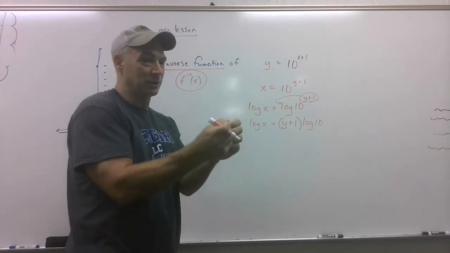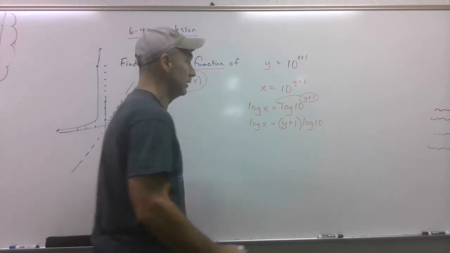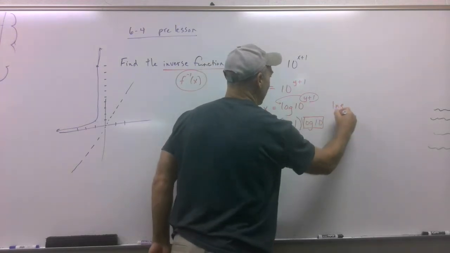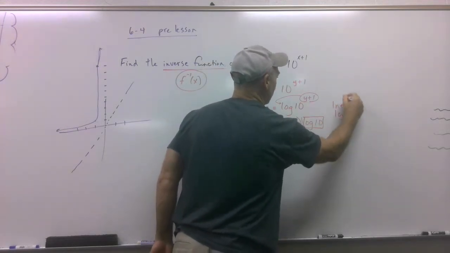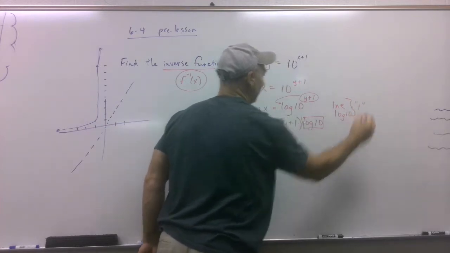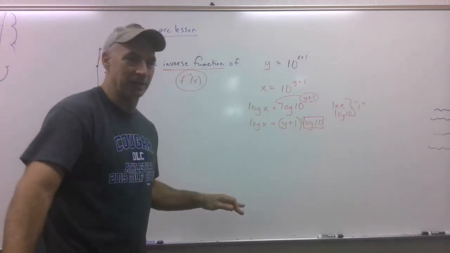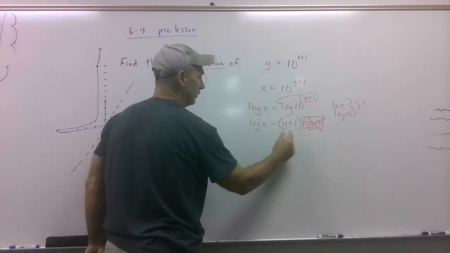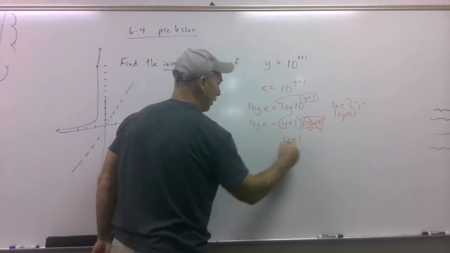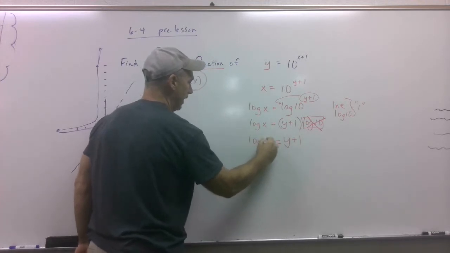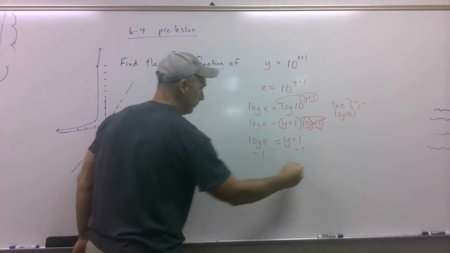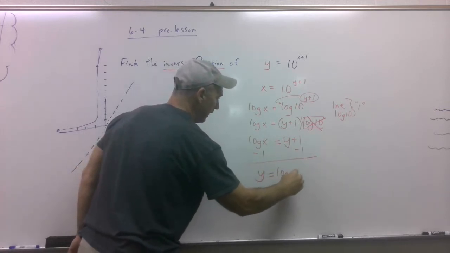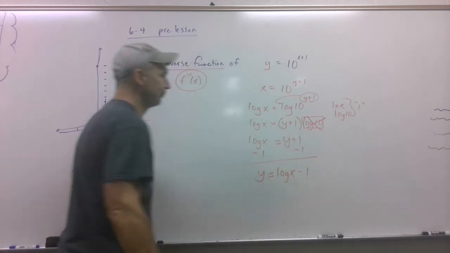Log of 10, take your calculator, it's 1. This needs to jump out at you, get used to that. Anytime you see ln or log 10, both of those are just a nice, easy 1 every time. So be on the hunt for those. So this essentially disappears. So I have y plus 1 equals log of x. Subtract 1, subtract 1. I'm going to write it y equals log of x minus 1.